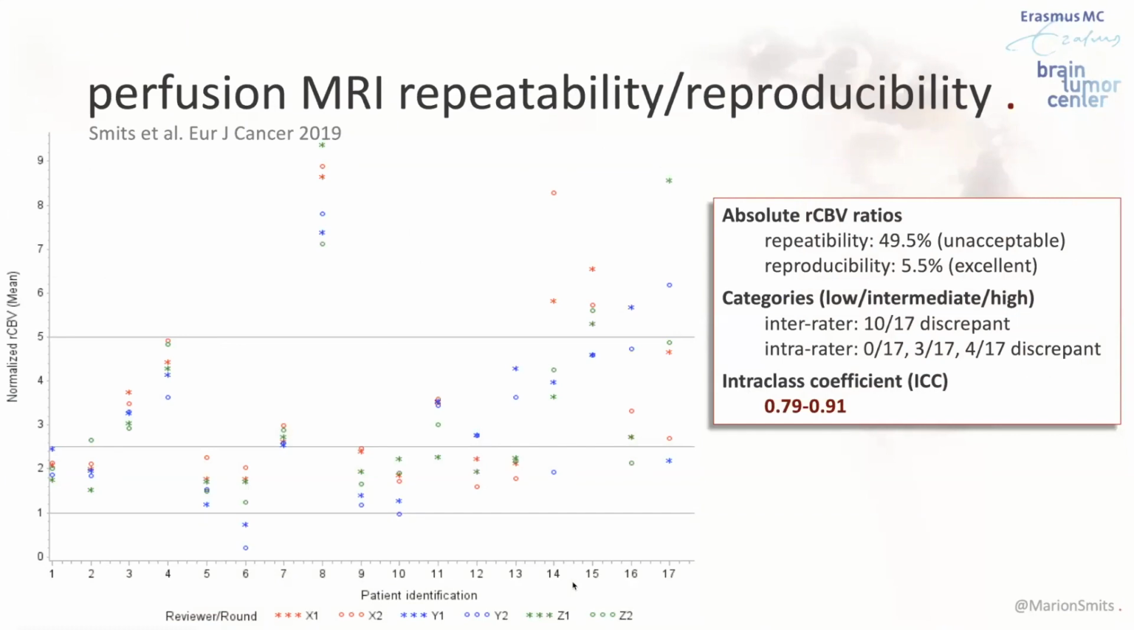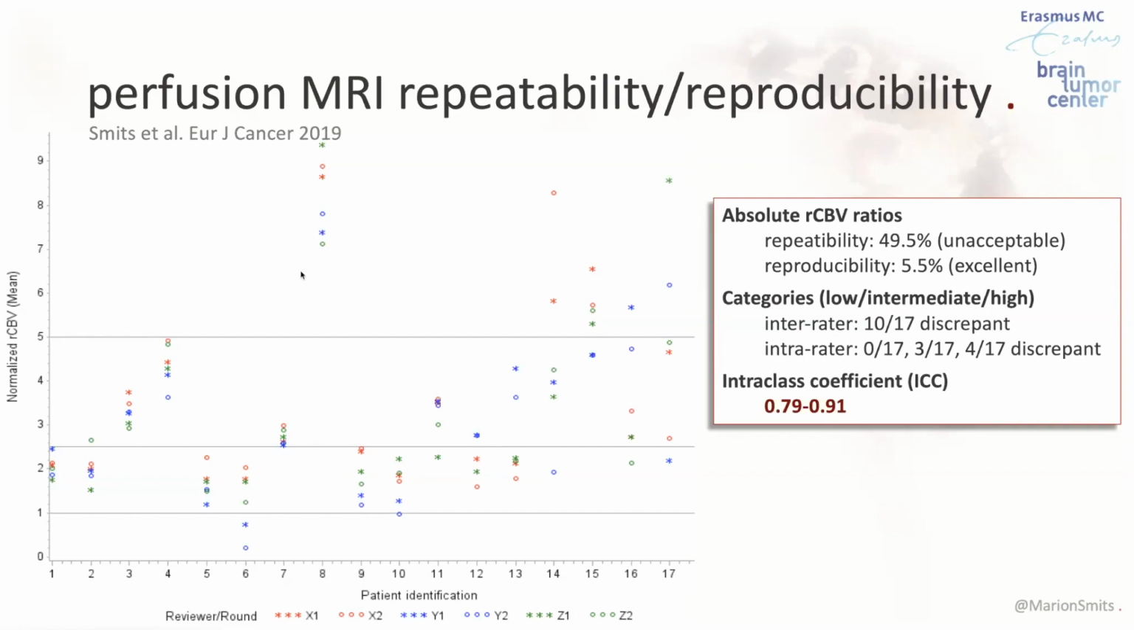This is one of our own studies, where we used data from multiple sites within the EORTC. The EORTC is the European Organization for Research and Treatment of Cancer, and this is where basically all of the clinical trials at a European level are coordinated. What we did was we had 3 reviewers, in red, in blue, and in green. Each did 2 assessments of 17 patients, and they looked at the rCBV, and we categorized it as low, slightly increased, moderately increased, and very much increased.